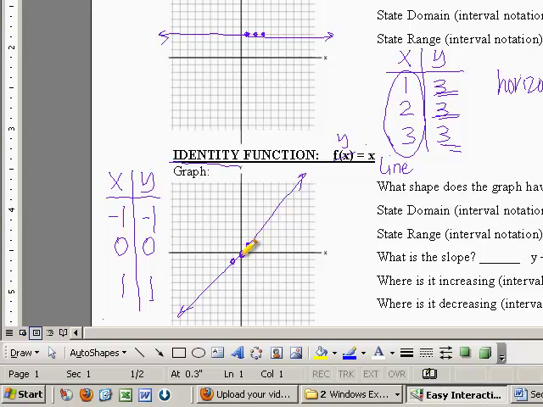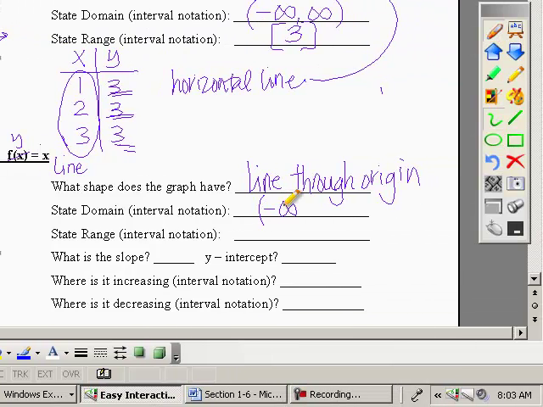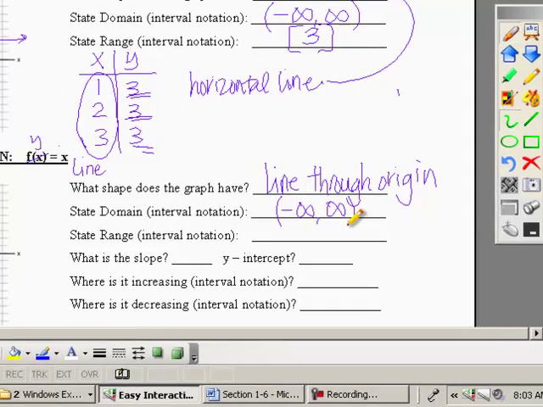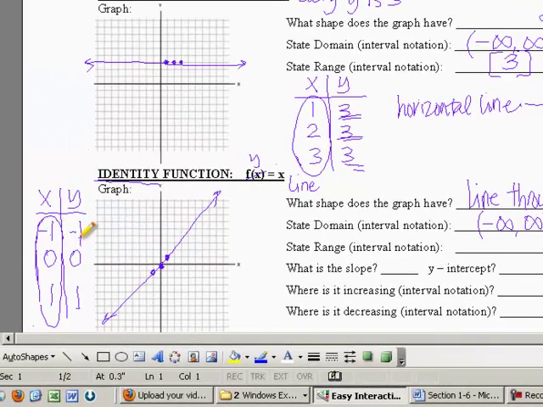Now let's talk again about domain. Did I have any restrictions on this x value? No, I just picked whichever ones I wanted. And because I was able to pick, I could pick any number from negative infinity to infinity. If I wanted, I could have said 542 or negative 10,000. It wouldn't have mattered. And if I put in any number, I got out the same number. So my range is from negative infinity to infinity as well.